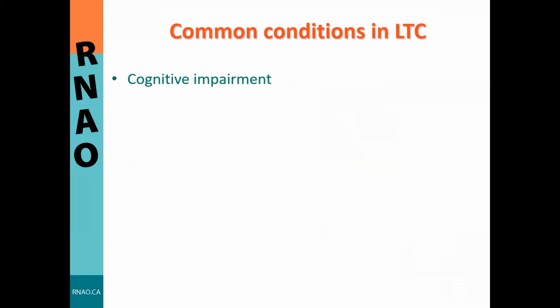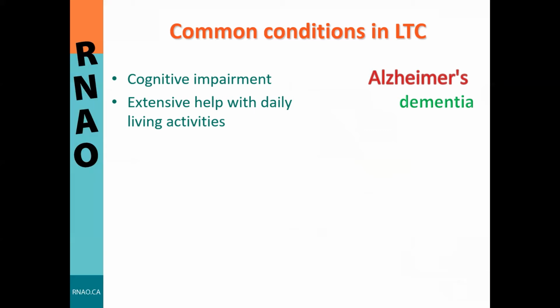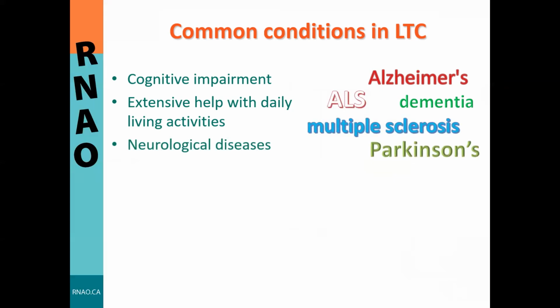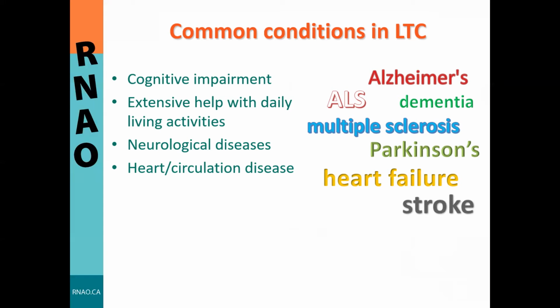You may care for residents with some form of cognitive impairment, such as Alzheimer's and dementia. Many residents need extensive help with daily activities, such as toileting, bathing, and eating. Some may be living with neurological diseases, like multiple sclerosis, ALS, or Parkinson's disease. Others may have heart or circulation diseases, such as congestive heart failure, high blood pressure, or they may have had a stroke. Your nursing skills can also be used while caring for residents with musculoskeletal diseases like arthritis and osteoporosis.